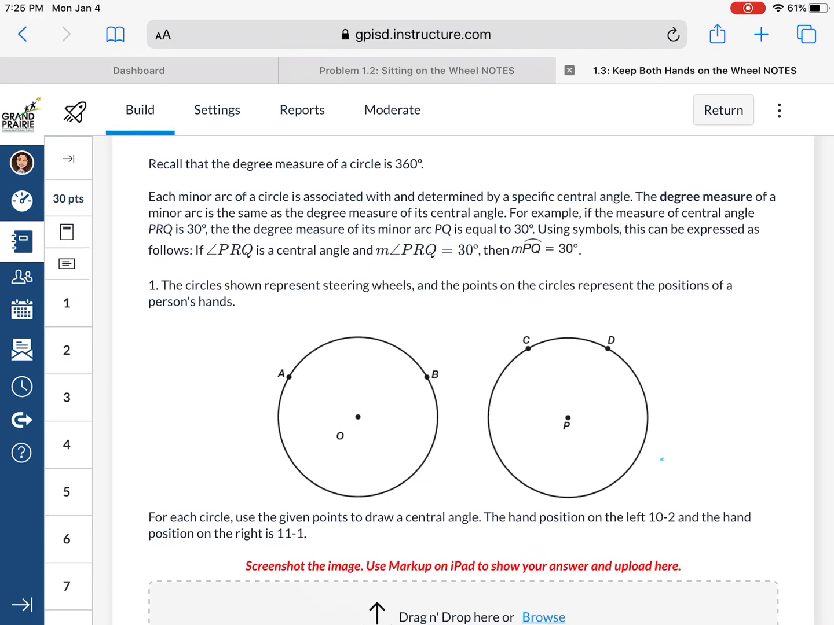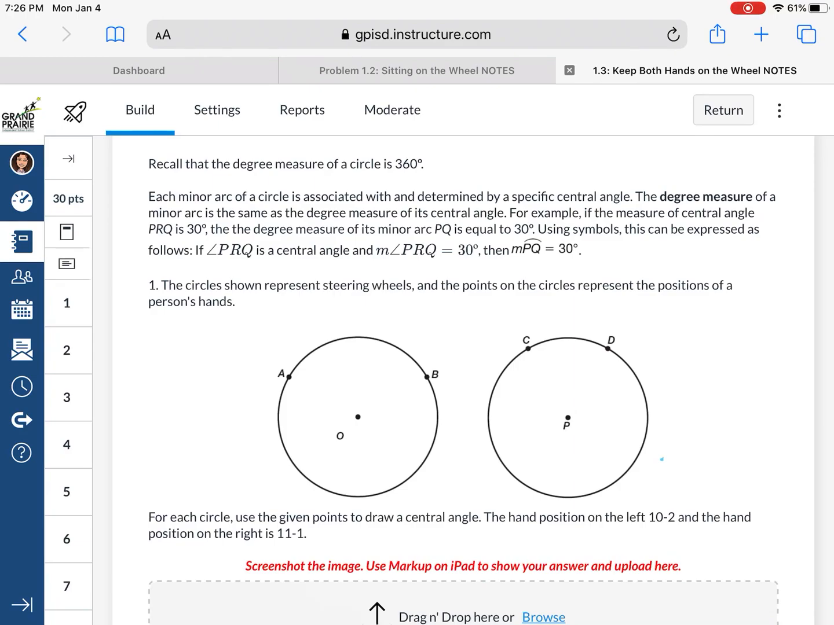Using symbols, this can be expressed as follows. If angle PRQ is a central angle, and that letter M stands for measure, and the measure of angle PRQ is 30 degrees, then the measure of arc PQ, represented with, remember, that little curved line at the top of the two letters, is also equal to 30 degrees.